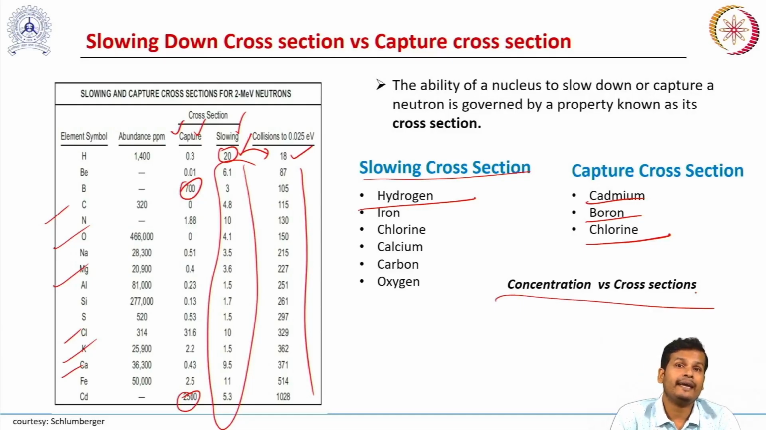Now, another thing that we need to keep in mind is concentration versus cross section. If an element has a very low capture cross section, but it is present in a very large quantity, it can absorb the thermal neutron because of its high concentration. Second case, an element having low concentration but very high capture cross section. Even a low concentration of such an element can absorb our thermal neutron. For example, cadmium has a very high capture cross section. Even if it is present in low concentration, it can destroy the thermal neutron population by absorbing the thermal neutron at a very rapid rate.